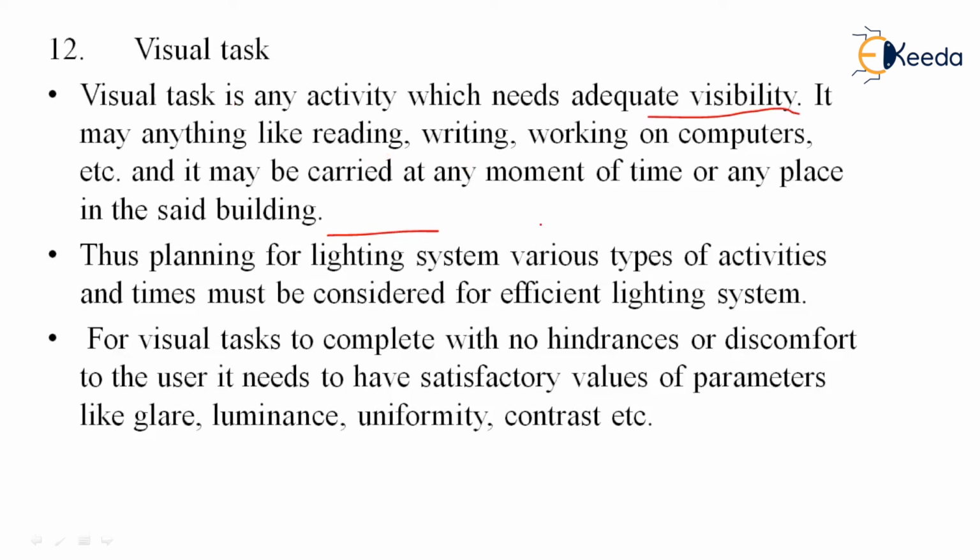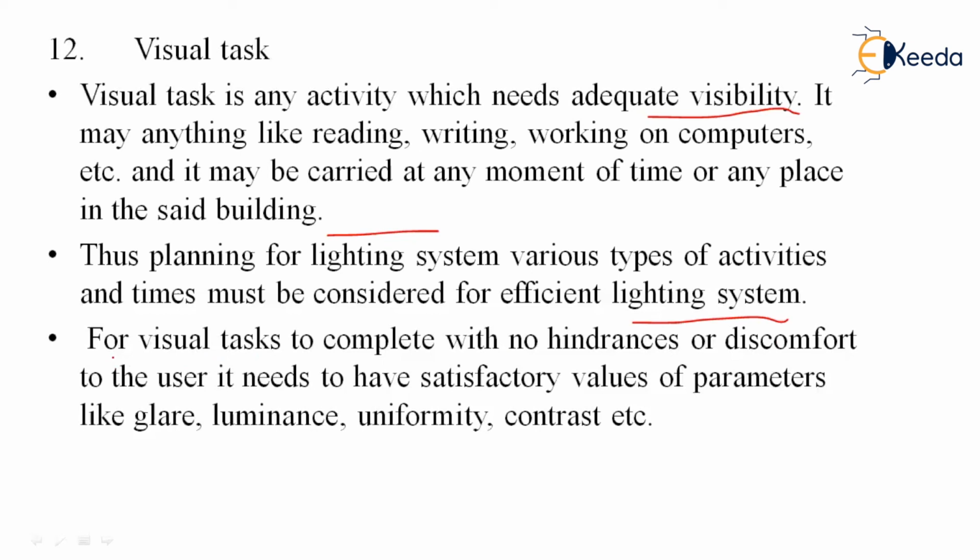Thus, planning the lighting system for various types of activities and times must be considered for an efficient lighting system. It is not that writing will be done only in the morning and only at the window side, so don't make any provision in the interior part of the building, or don't provide any light for the writing purpose. That will be a wrong approach. To have a holistic approach, a person may feel like reading or writing at any time, in any part of the room. So everything must be taken into consideration.